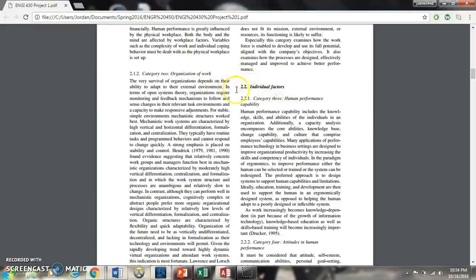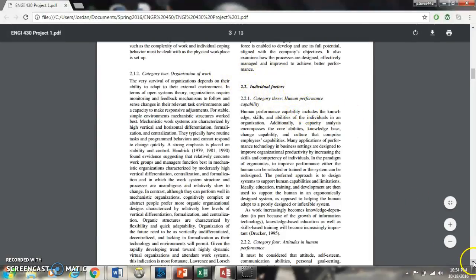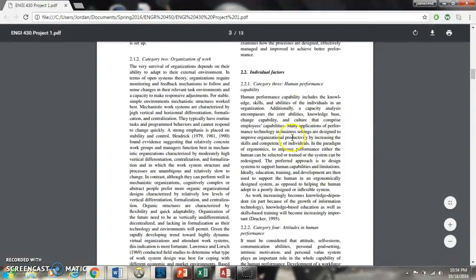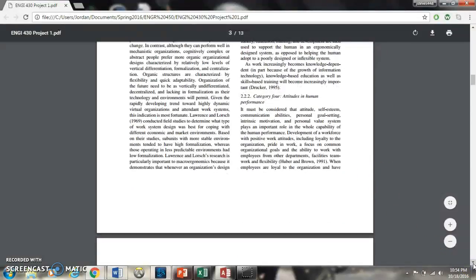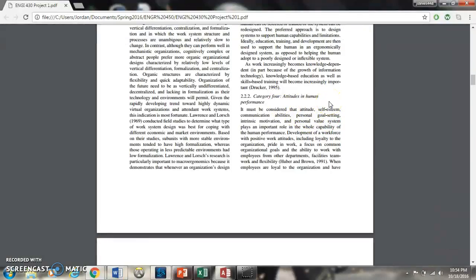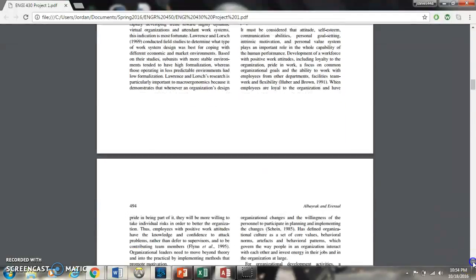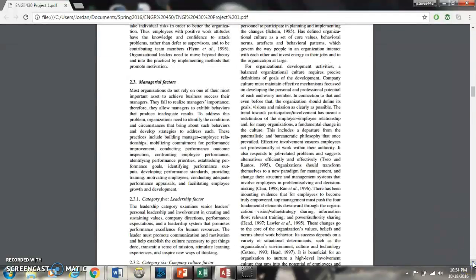The next main criteria is individual factors. This one has 2 sub-criterion. The first one is human performance capability. Basically, this talks about how good is a person at their job, how good is a person at their core abilities, knowledge base, that kind of stuff, and how can we improve that so that they work better. And the other one is attitudes and human performance. How can we keep employees happy with the management styles? How can people be working hard and happy with their job?